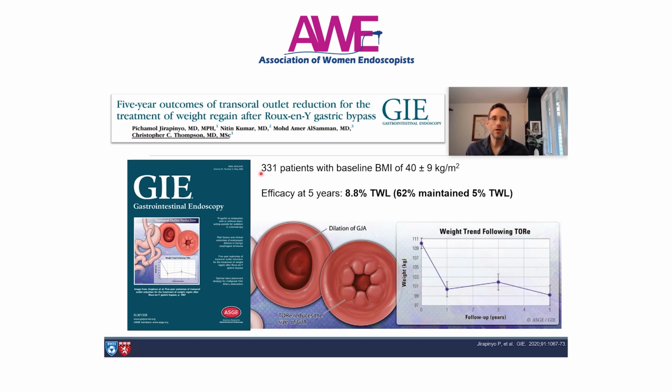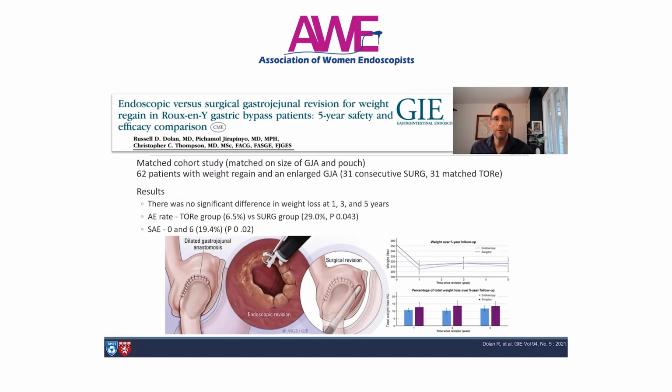This is a 331 patient study that we did, showing an 8.8% total weight loss at 5 years, with 62% of subjects maintaining at least a 5% total weight loss. So this purse string is very durable. This also compares favorably to surgery.